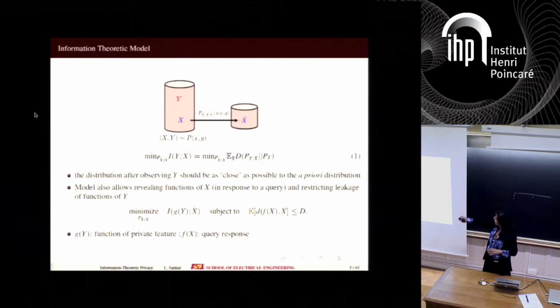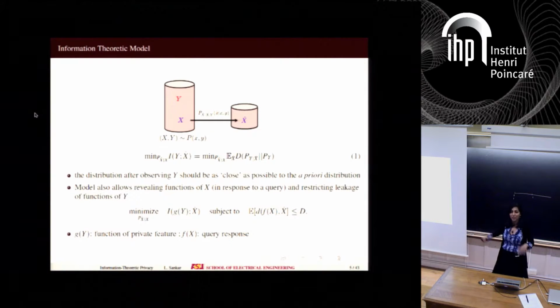Okay? So the distribution after observing x hat should be as close as possible to the prior distribution on y. Okay? So you could also have more general models where I reveal functions of x and then I hide functions of y. Okay. All right. So this is your basic model.